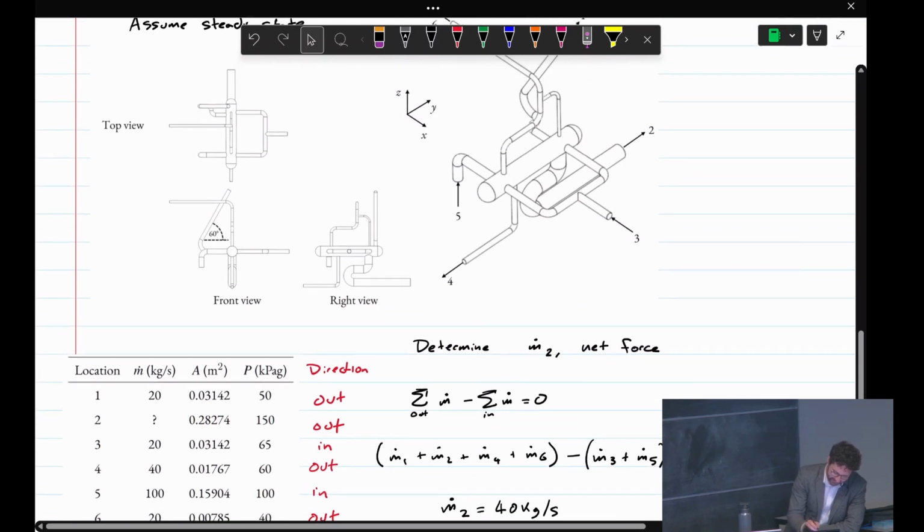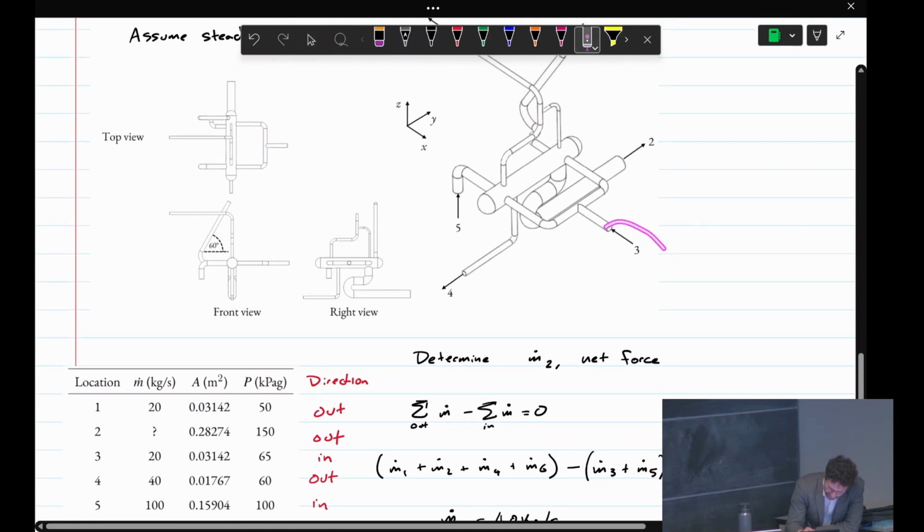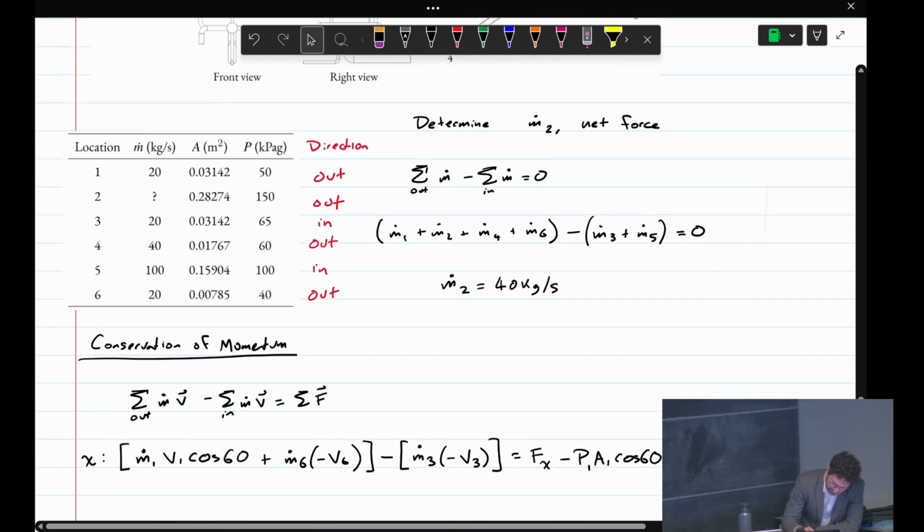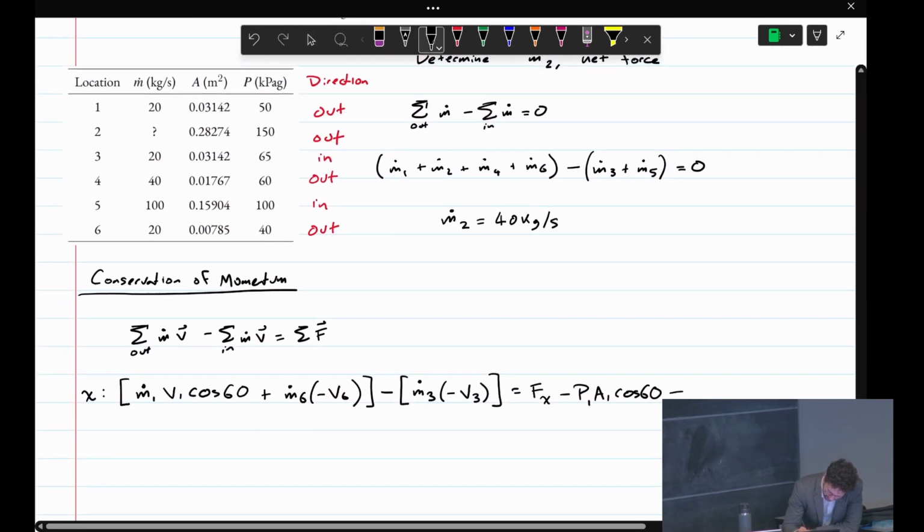Okay, the next thing we have to worry about in the x direction is the pressure force from 3. So remember, pressure force always points into the CV. So that will be in our negative x direction as well. Minus P3A3.